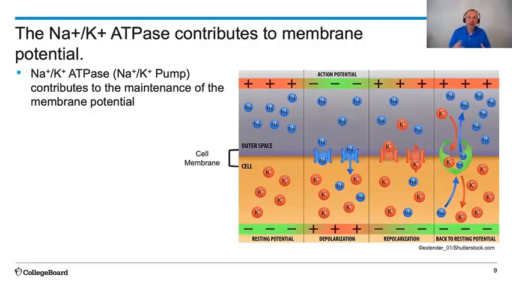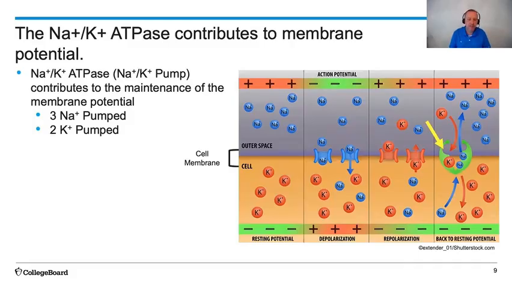The sodium-potassium pump contributes to the maintenance of the membrane potential. How does it do that? Well, it takes 3 sodium ions and pumps them against their concentration gradient, as shown in the picture, to establish a concentration gradient of sodium. And then it also pumps 2 potassium ions the other direction to create a concentration gradient for potassium, but it's also creating membrane potential.